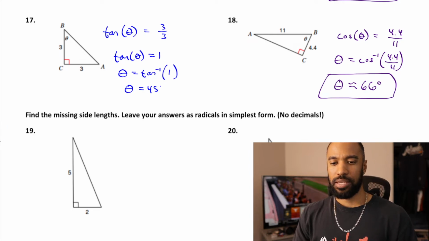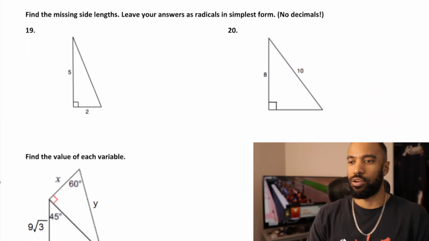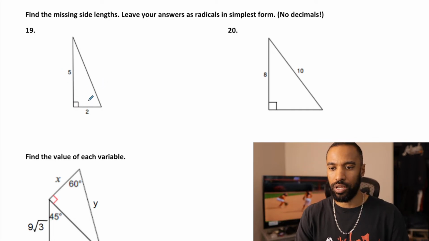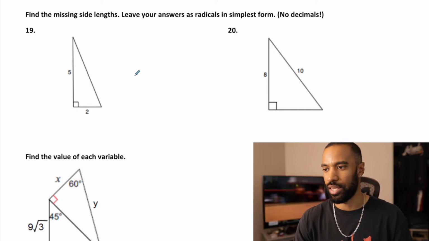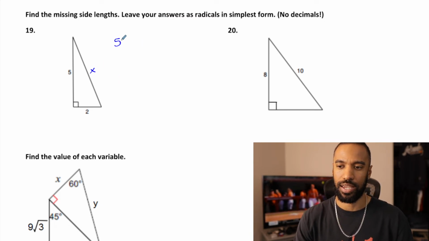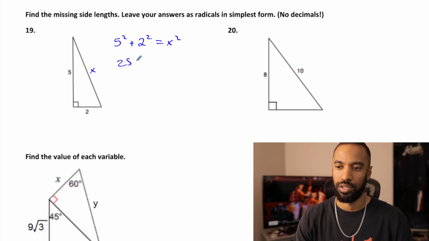All right, find the missing side lengths. Leave your answers as radicals in simplest form, no decimals. So this is a right triangle where you know 2 side lengths. The third side length is, well, through Pythagorean theorem. If I don't know this x right here, I get to say 5 squared plus 2 squared equals x squared.